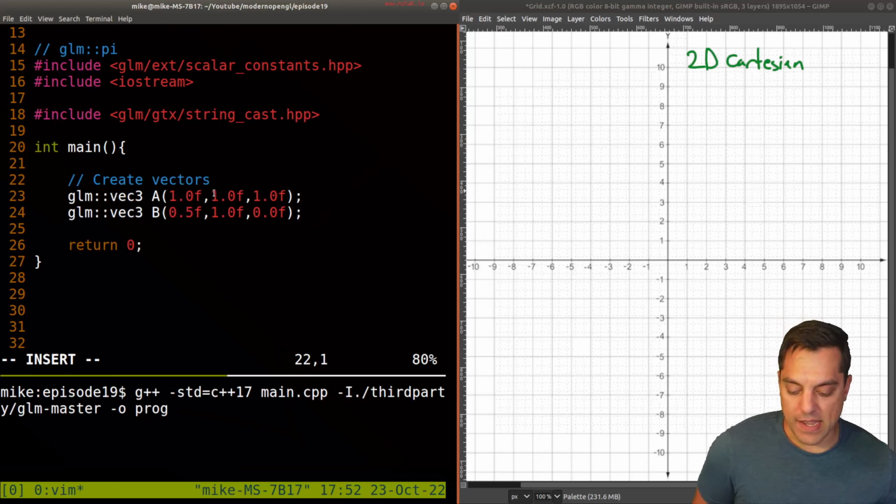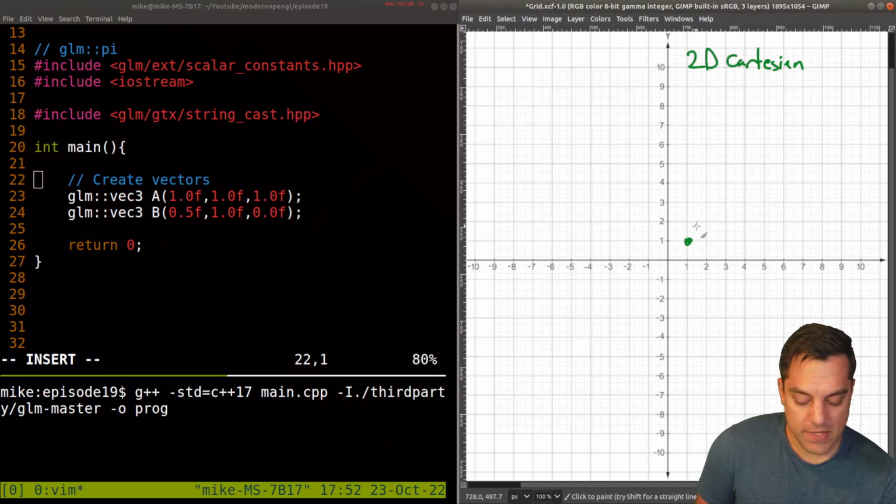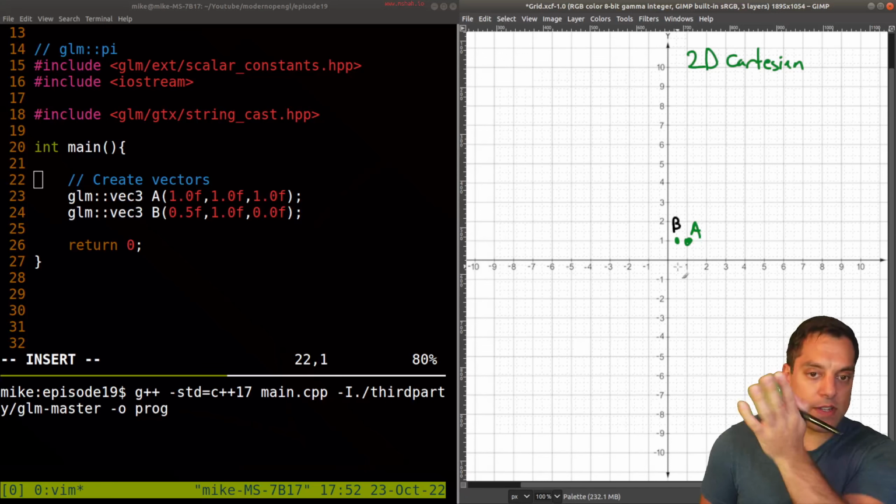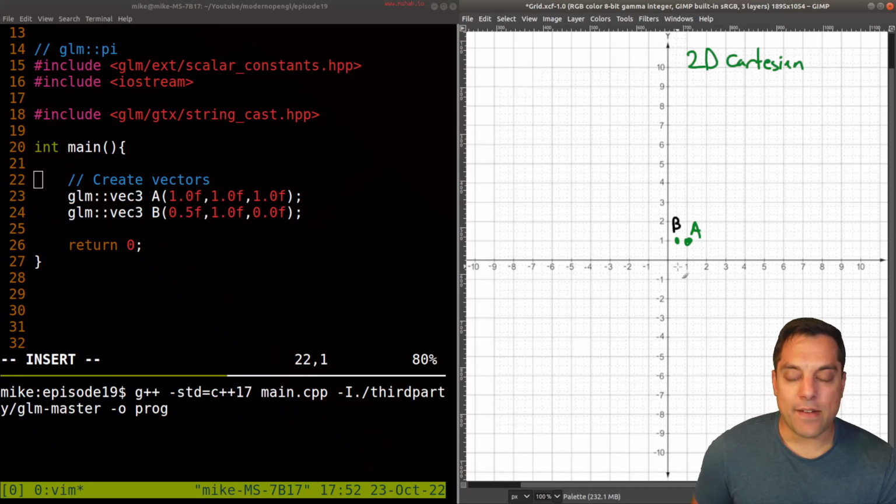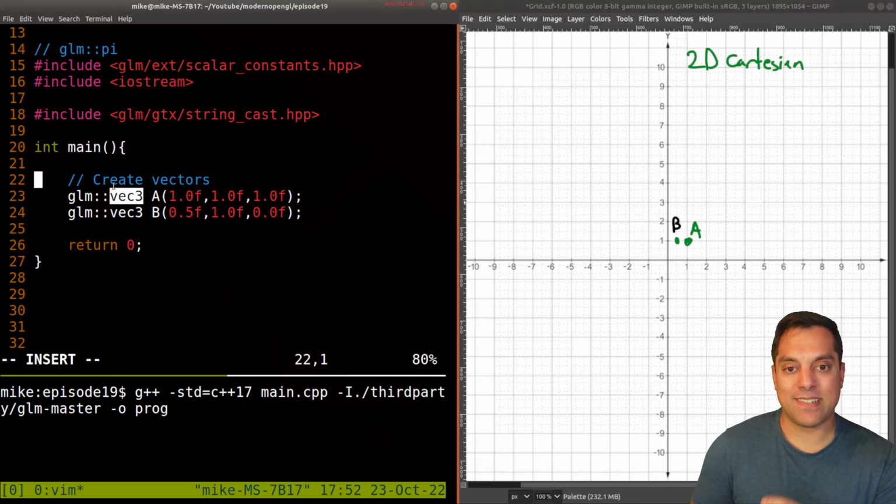So for instance, I have one marked here at 1.0f, 1.0, and we're just going to ignore the z component for now. That would plot some point here for point A, and then point B would be about halfway across the x-axis and on the y here. Again, we're just ignoring the z, but there would be our point B. So we just plot those there.